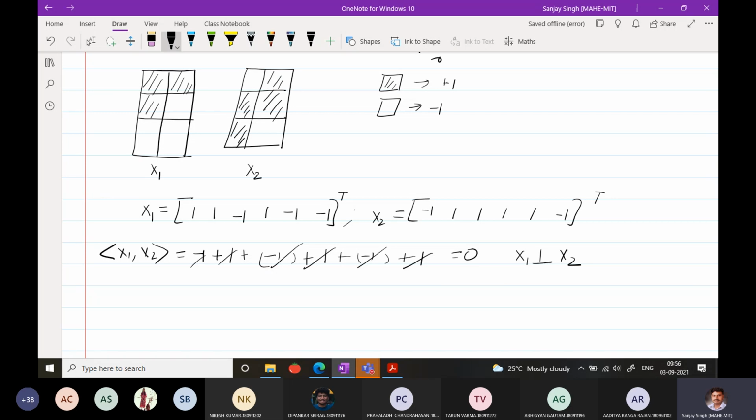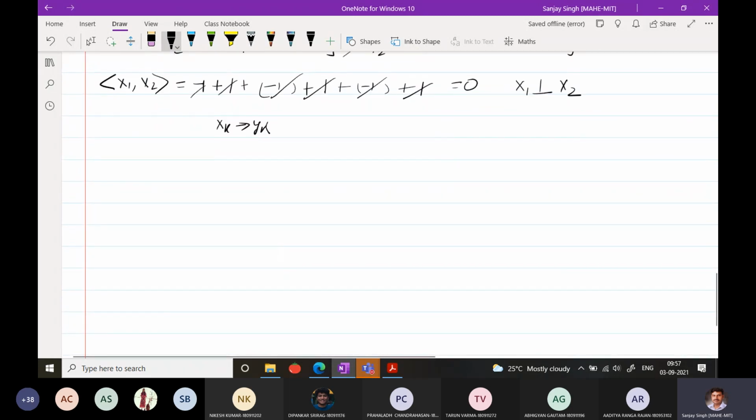Another question comes. It says design an auto association for these patterns and use the Hebb rule. When I say auto association, remember, I talk about hetero association and auto association. When you say auto association, whatever this vector is, it is represented as itself. So there is something called the Hebb rule. I'll not go too much into detail about this. With the Hebb rule, the weight matrix will be nothing but y, the learned pattern, outer product with the input pattern x transpose, right?